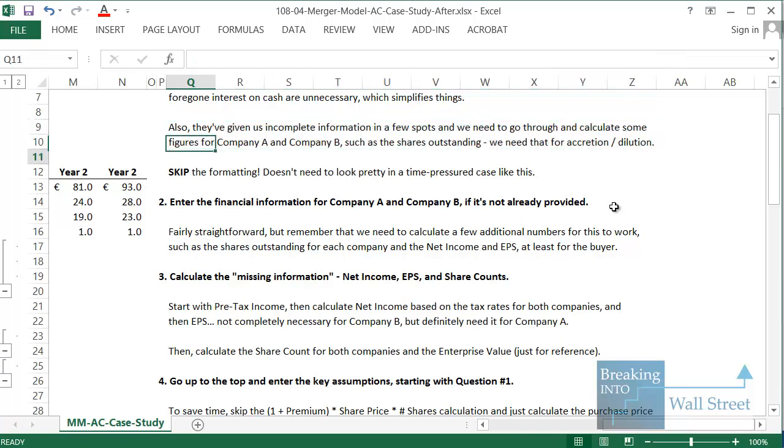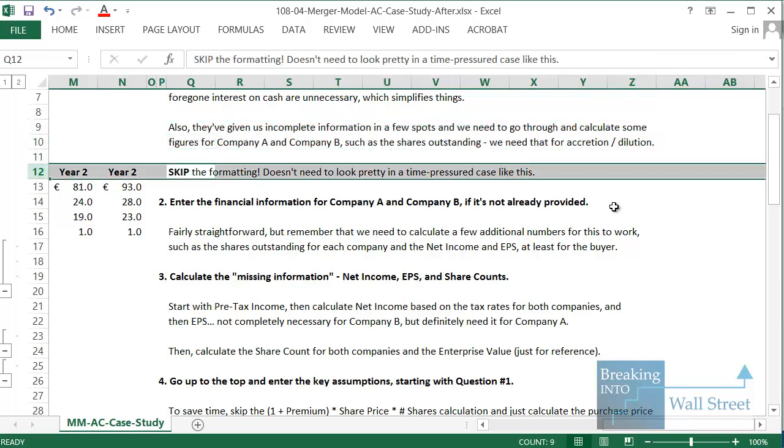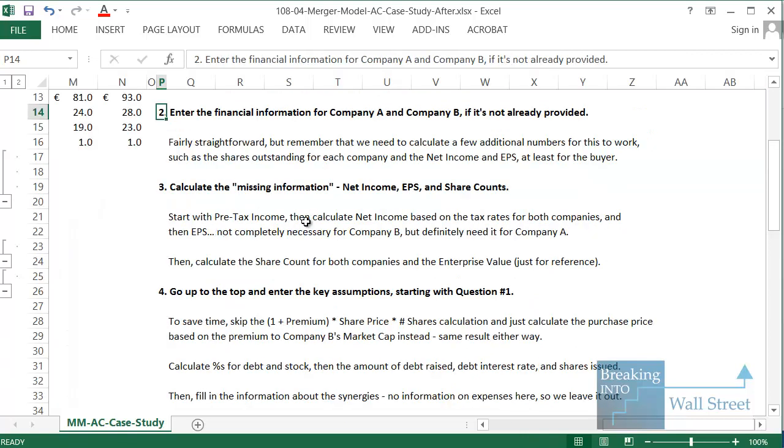We're skipping the formatting here for the most part. It doesn't need to look pretty. In an extreme time pressured case like this, forget the formatting, get to the right answers and give them the right numbers. That's what matters most. So for the actual case, here's what I recommend.